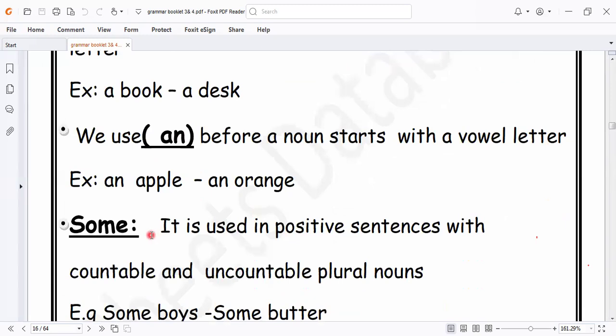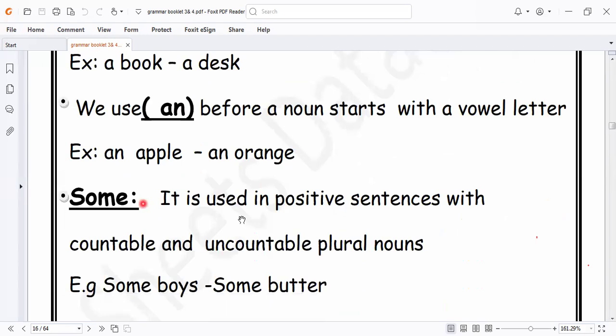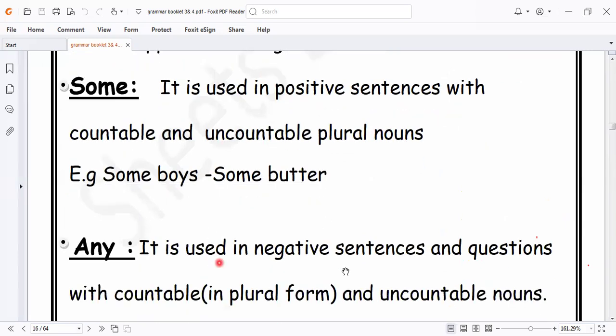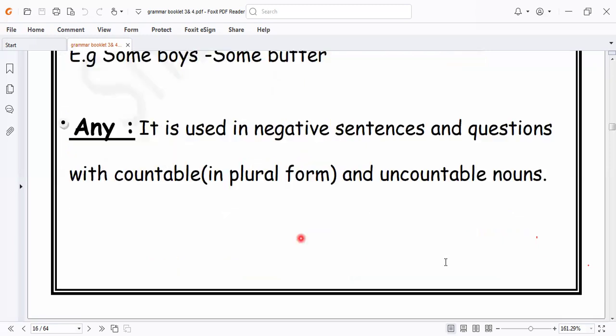Okay, some is used in positive sentences with countable and uncountable nouns, like some boys, some butter. Any is used in negative sentences and questions, with countable nouns in plural form and uncountable nouns.